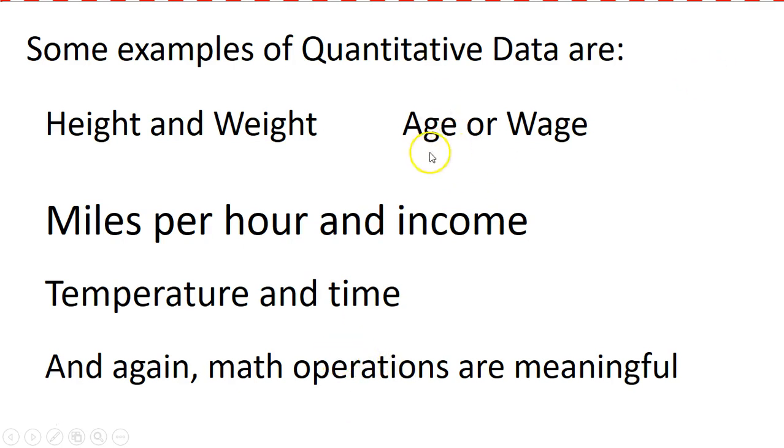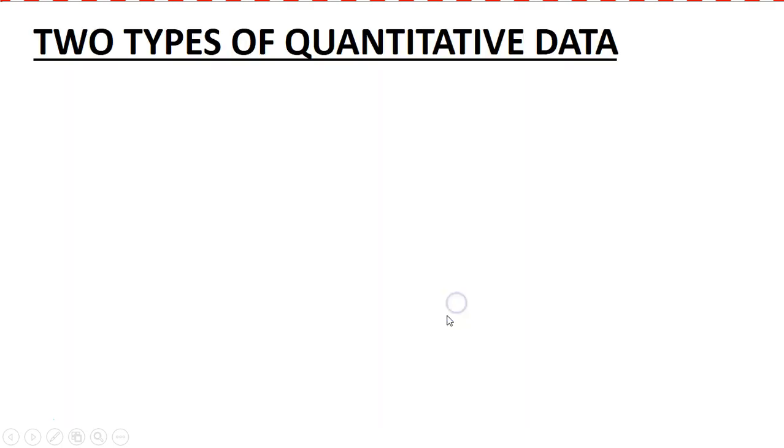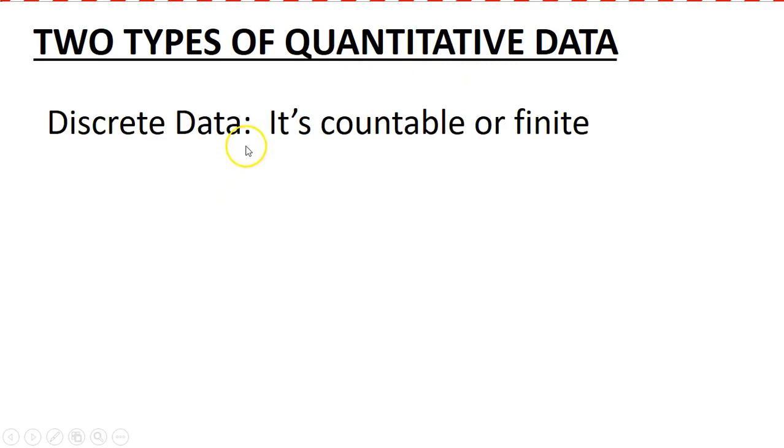Math operations are meaningful on these. You can subtract the difference of age. You can find the difference in wage. You can find the difference in height. Those are all meaningful. So there are two types of quantitative data, and I keep emphasizing these words, quantities or qualities, because they're so similar in verbiage. I don't want people to get confused. But a quantitative data set, an example of that might be discrete data.